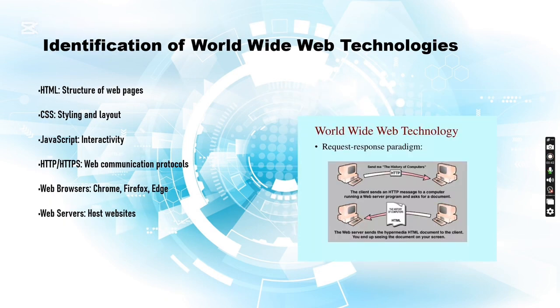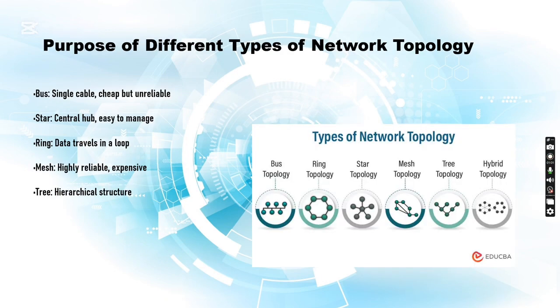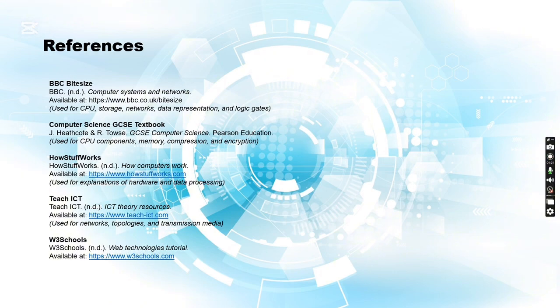Identification of World Wide Web technologies: HTML, structure of web pages; CSS, styling and layout; JavaScript, interactivity; HTTP, HTTPS, web communication protocols; web browsers, Chrome, Firefox, Edge; web servers, host websites. Network topologies: bus topology, single cable, cheap but unreliable; star topology, central hub, easy to manage; ring topology, data travels in a loop; mesh topology, highly reliable and expensive; tree topology, hierarchical structure. So these are the reference for the presentation.